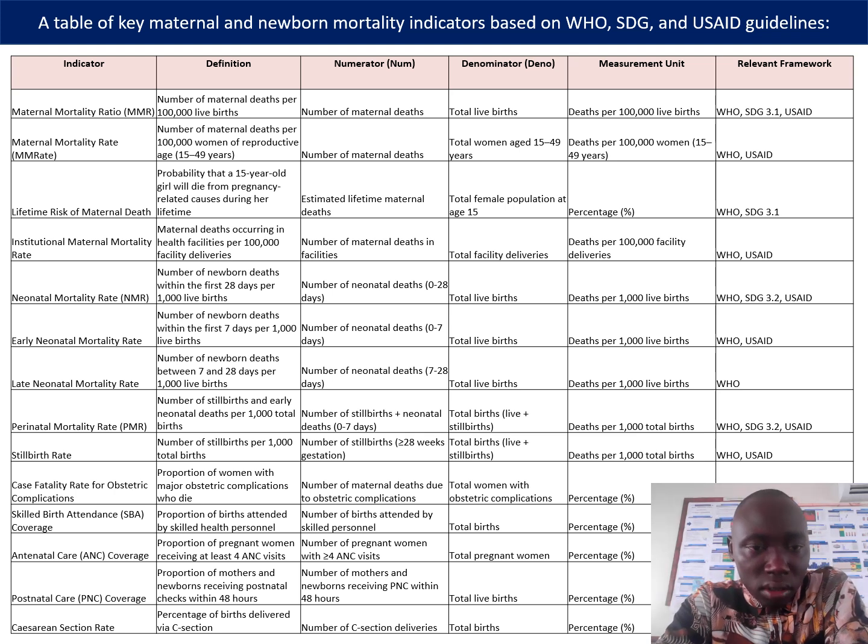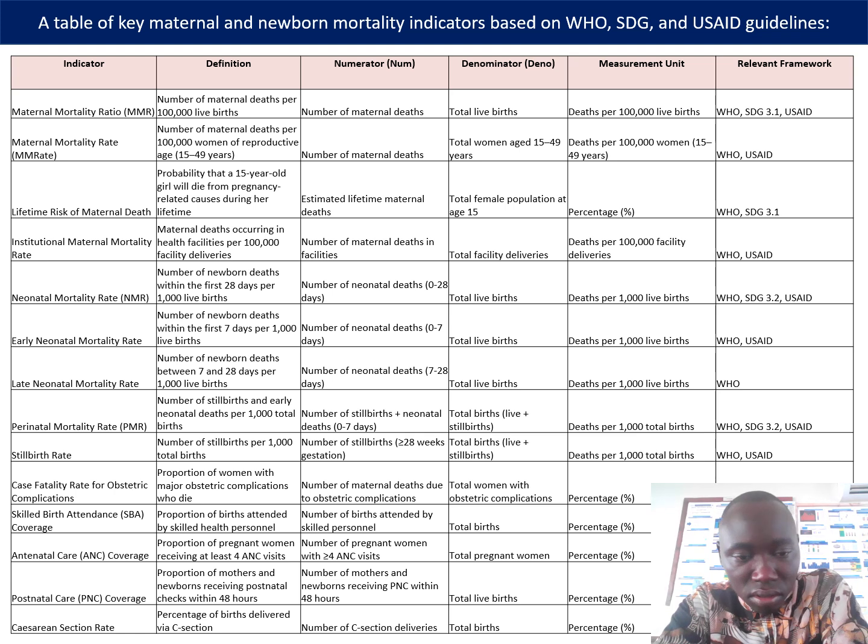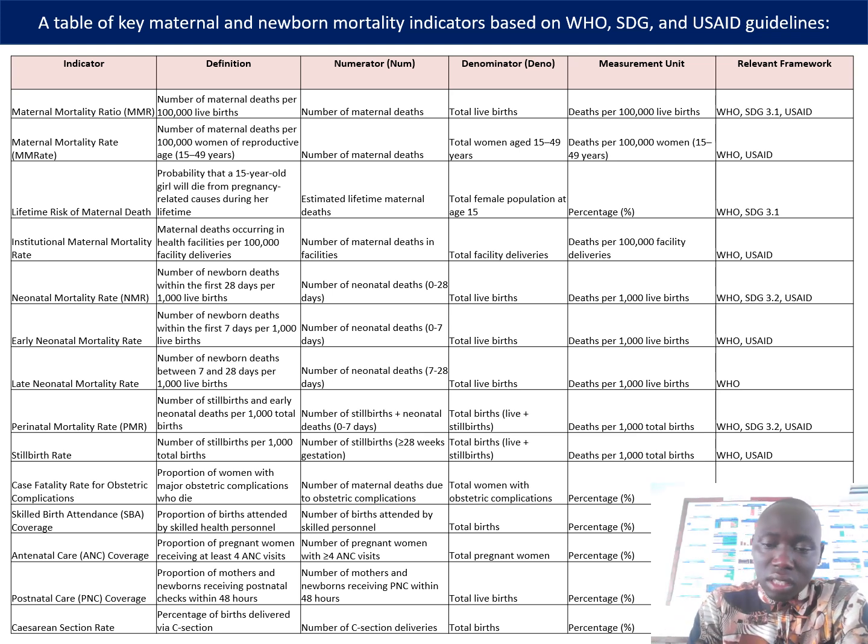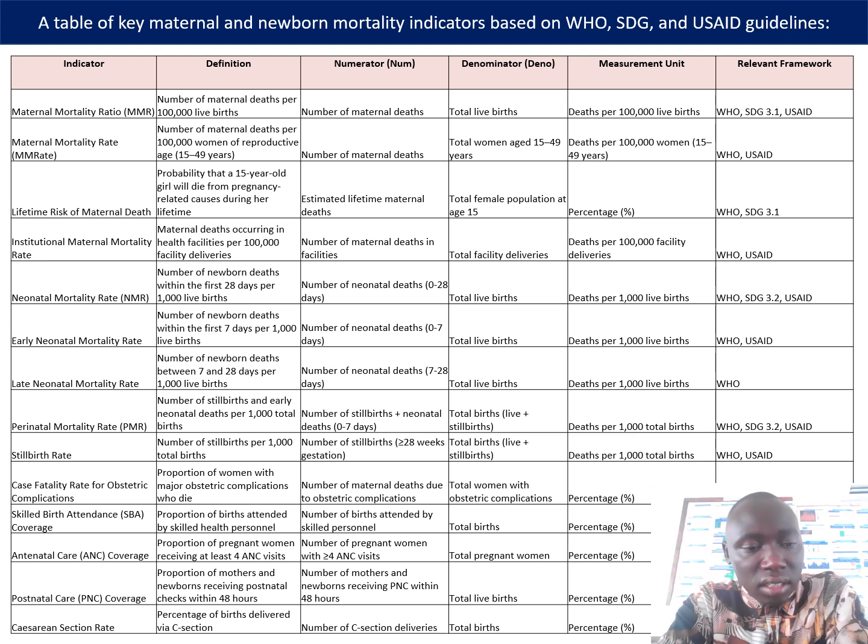So when you look at case fatality for obstetric complications, we look at the proportion of women with major obstetric complications. The numerator is the number of maternal deaths due to obstetric complications. The denominator is total women with obstetric complications. This one, of course, we measure in normal percentages. Skilled birth attendance coverage, that's SBA. We are looking at the proportion of births attended by a skilled health worker. The numerator is the number of births attended by skilled personnel. The denominator is total births.